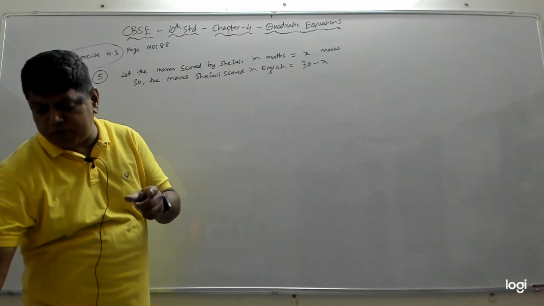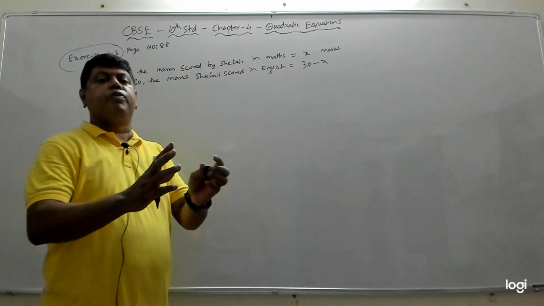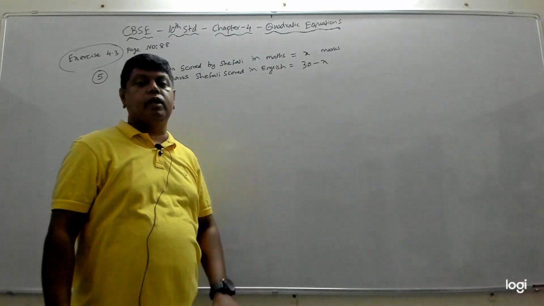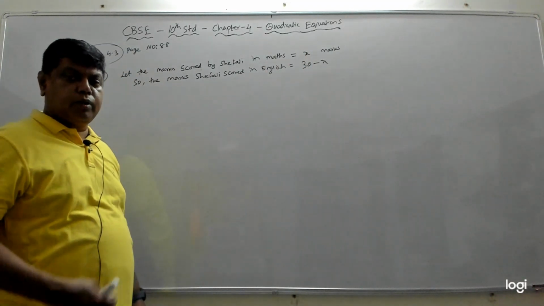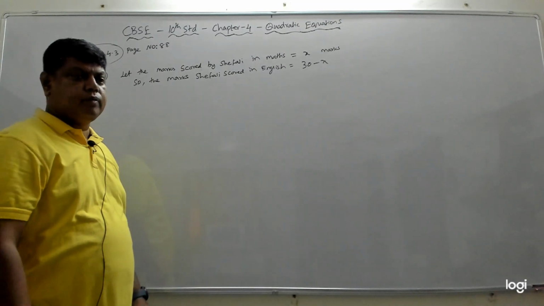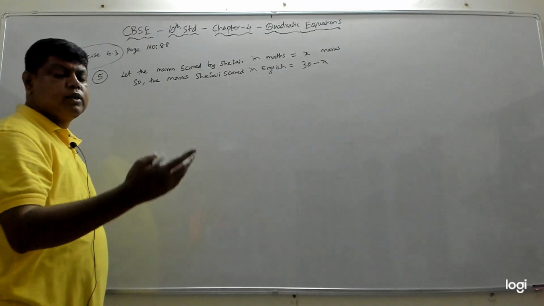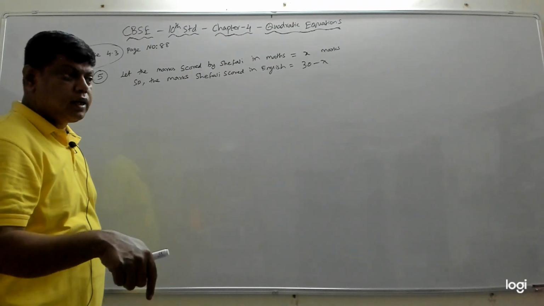In the class test, the sum of Shifali's marks in mathematics and English is 30, which means in mathematics, if you assume it as X marks, her marks in English would be 30 minus X. 30 minus the marks she scored in mathematics. Right? Now the second statement is, suppose she scored 2 marks more in mathematics and 3 marks less in English.